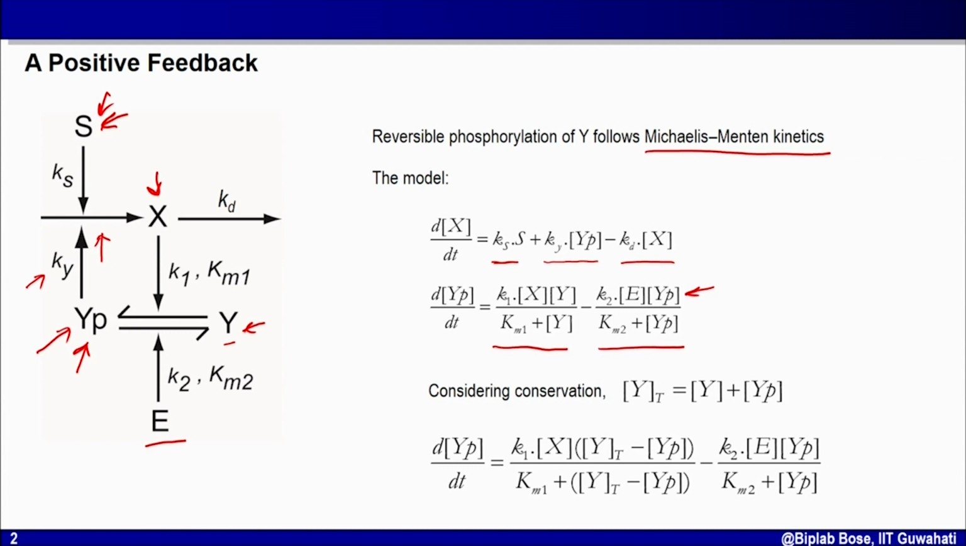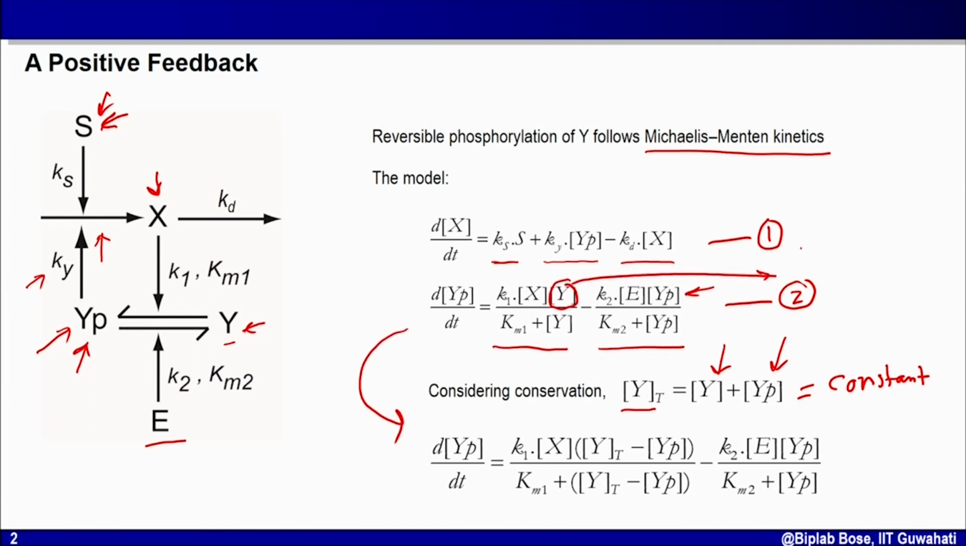YP is the substrate, divided by Km2, that is my Michaelis-Menten constant for the second reversible reaction, the dephosphorylation reaction, plus YP, the substrate. Now we know that we can assume that the total amount of Y, that is free Y and phosphorylated Y summed together, is a total Yt, and that remains conserved. I can consider that to be constant. So if I consider this conservation, then this is the first ODE for X, and the second one is for dYP/dt. The second ODE gets rearranged where Y is replaced by Yt minus YP.